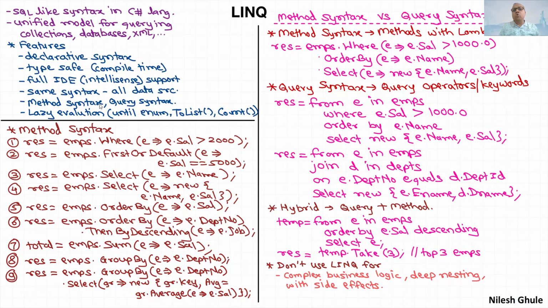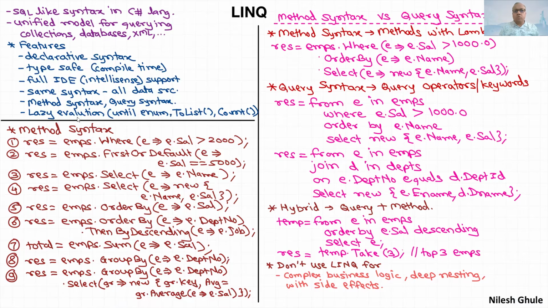LINQ comes in two different flavors. One is method syntax and another is query syntax. We will discuss both the syntaxes one after another over here. And then at the end, I will tell you about the lazy evaluation of LINQ. So let us first talk about how we can use the method syntax.